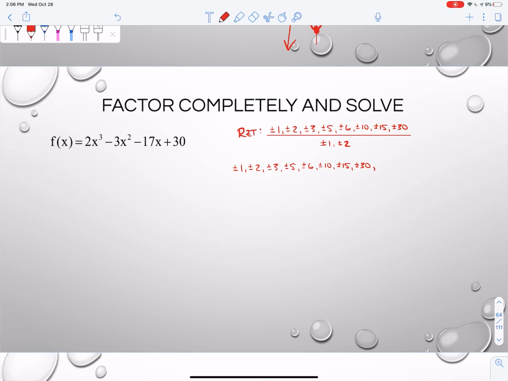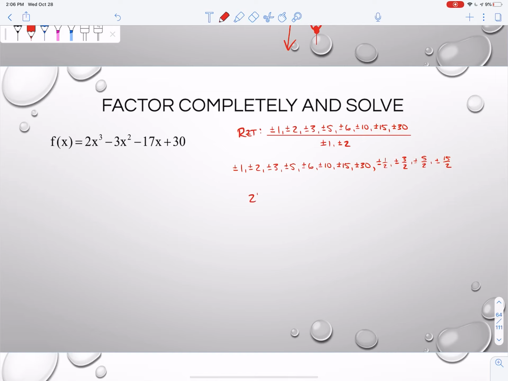So we're going to have plus and minus 1/2. 2 halves is 1. We're going to get plus and minus 3 halves, plus and minus 5 halves, 6 halves is 3, 10 halves is 5, plus and minus 15 halves, and 30 halves would be the 15. So again here I've got a really extensive list.